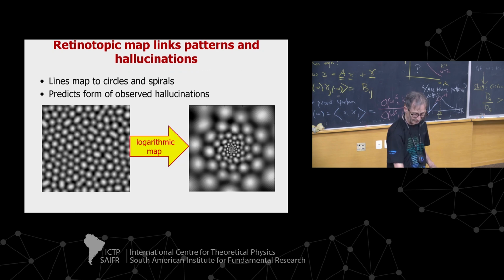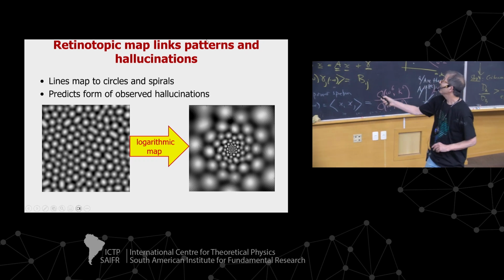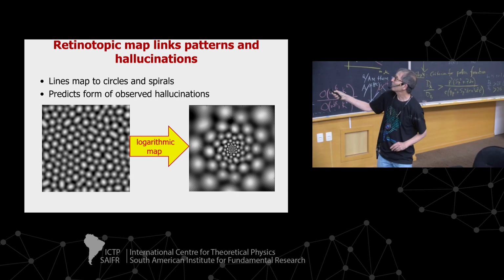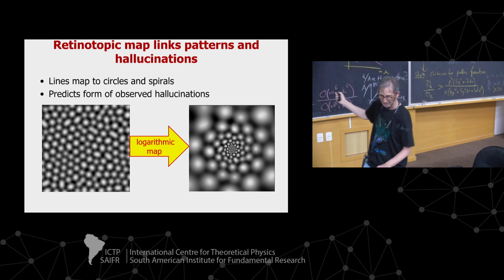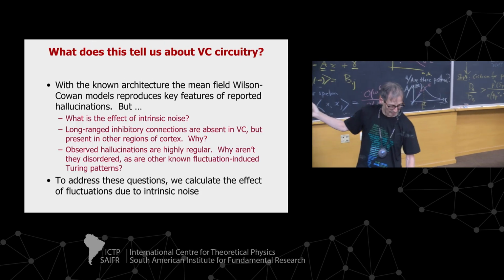So this is what happens if you take the Turing pattern instability. I'm pointing on my laptop because I'm an idiot. This is what happens if you look at the Turing pattern instability, you stick it through that retinal optical map, and that's how you get the hallucination pattern.